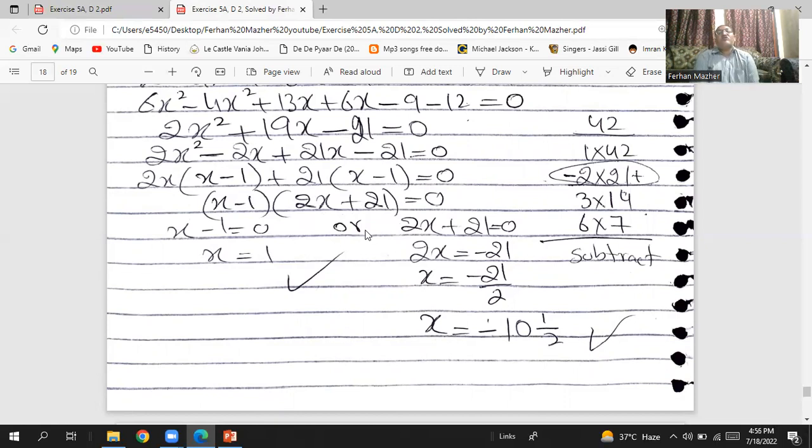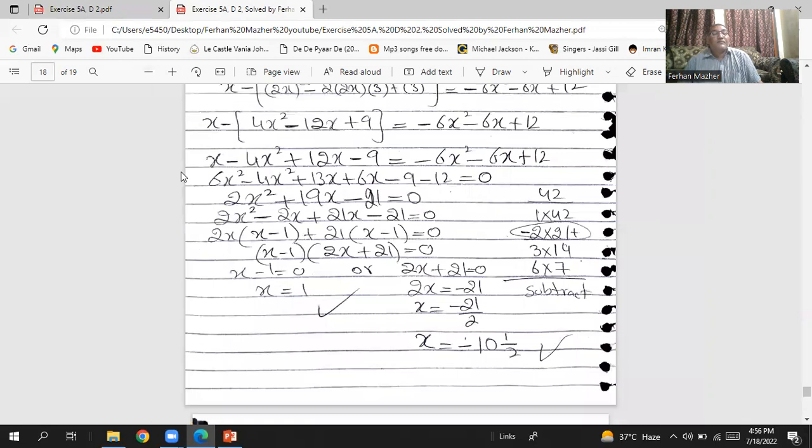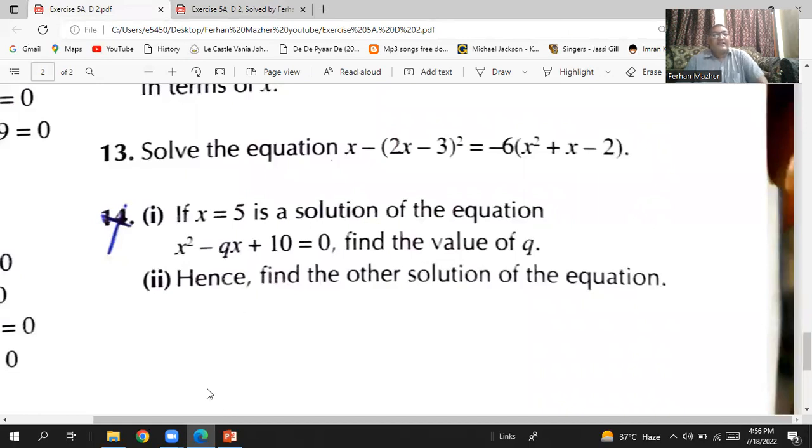In the same way, 2x plus 21 is equal to 0. So 2x will be equal to minus 21. x will be equal to minus 21 by 2. So x will be equal to minus 10 whole 1 by 2. So this is how you will do question number 13. And you can see we have found the solution. One solution is 1. The other solution is minus 10 whole 1 by 2. So that was question number 13. Now we are going on to question number 14, which is the last question of this exercise.